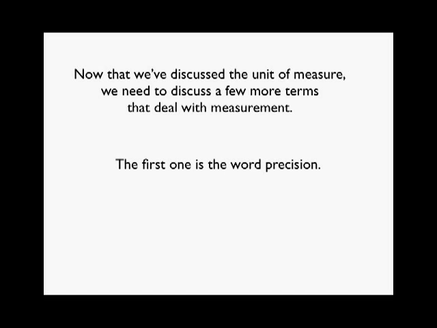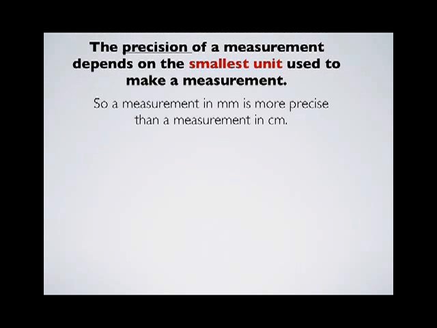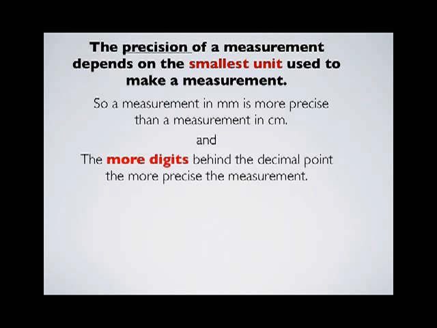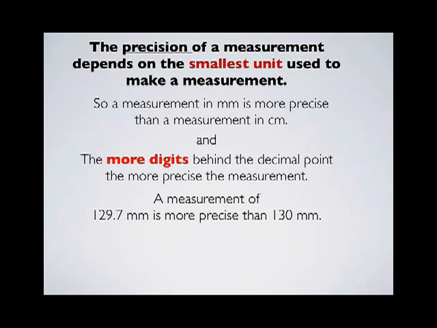Now that we've discussed the unit of measure, we need to discuss a few more terms that deal with measurement. The first one is the word precision. The precision of a measurement depends on the smallest unit used to make a measurement. So a measurement in millimeters is more precise than a measurement in centimeters, because millimeters are smaller than centimeters. And the more digits behind the decimal point, the more precise the measurement. So a measurement of 129.7 millimeters is more precise than 130 millimeters.